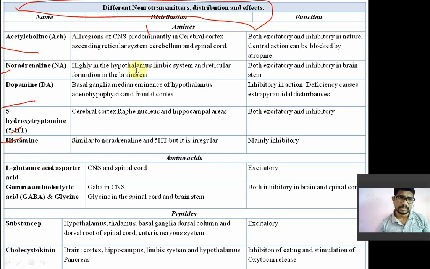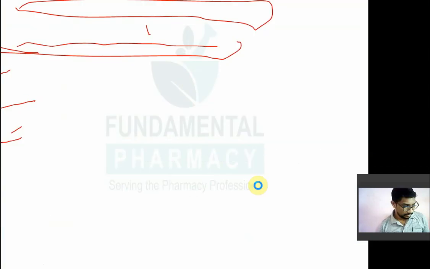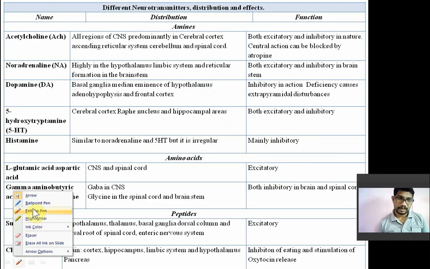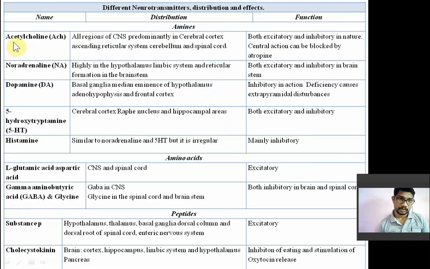Acetylcholine is found in all regions of the CNS, predominantly in the cerebral cortex, ascending reticular system, cerebellum and spinal cord. Throughout the CNS, it is both excitatory as well as inhibitory in nature. Acetylcholine, noradrenaline, adrenaline, histamine, serotonin are amines in nature. Acetylcholine is both stimulatory and inhibitory depending on its receptor.